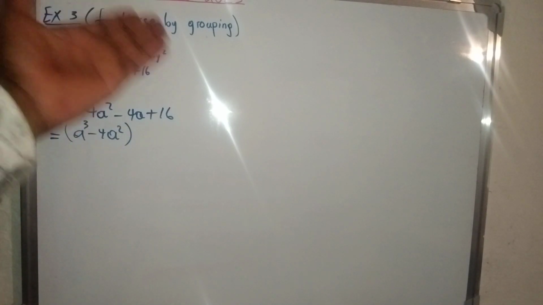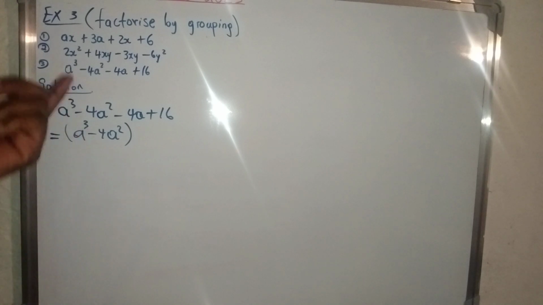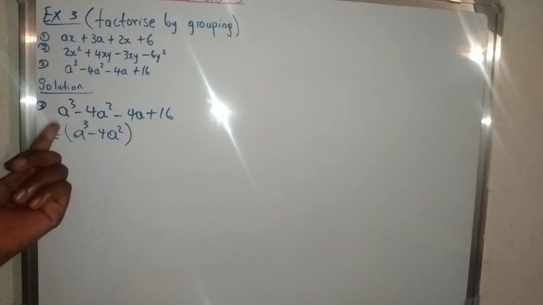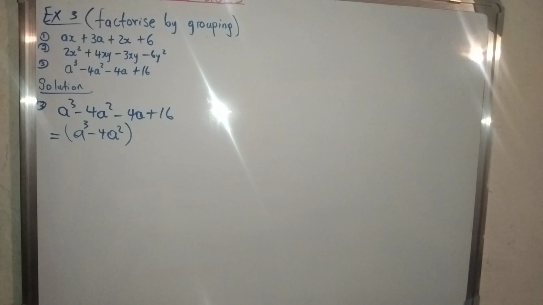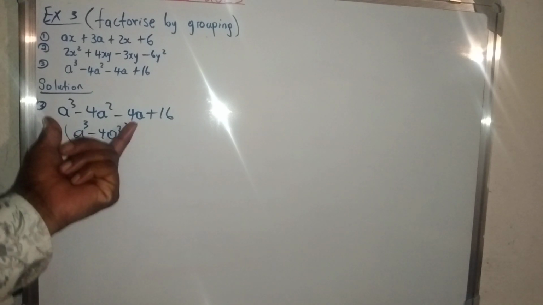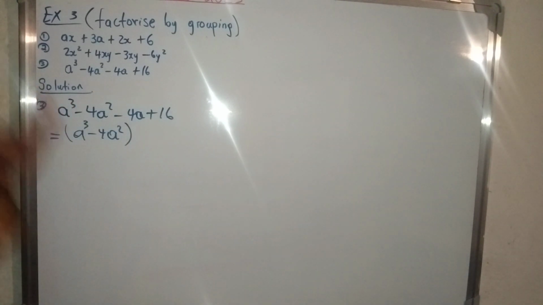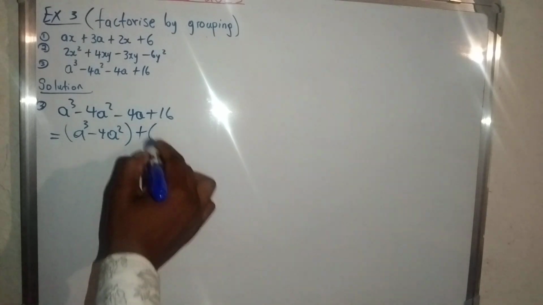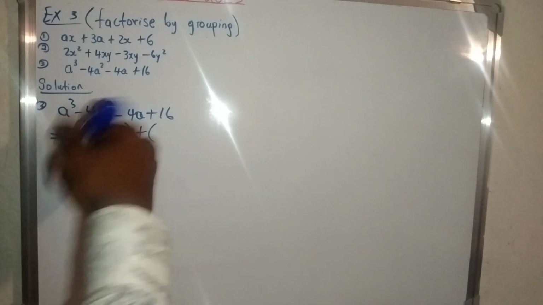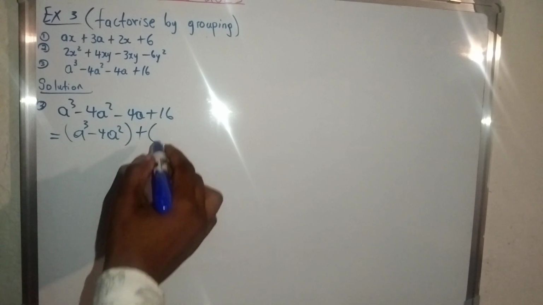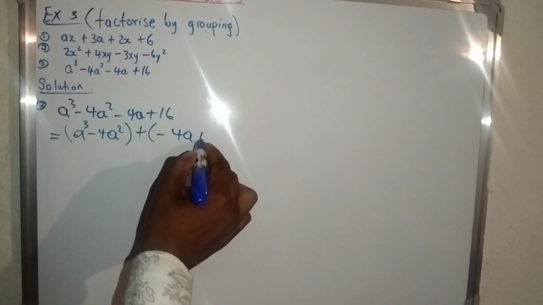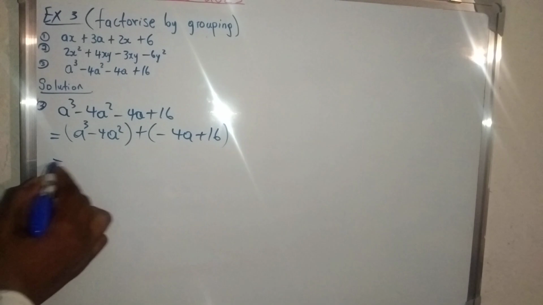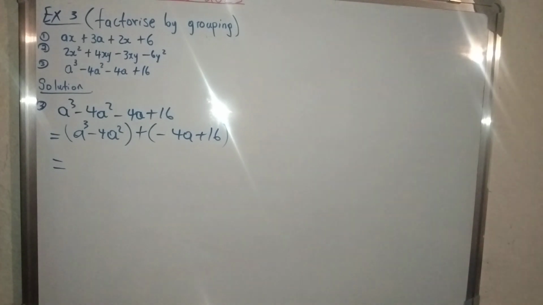Guys, when you factorize by grouping, you first take the two terms that share the same variable or number, then you group them together. You just write them as they are inside the brackets first. That is the first step. And then you always write the plus sign, and then we take the last ones with their signs, minus 4a plus 16.